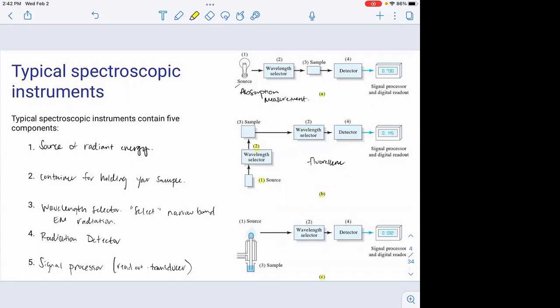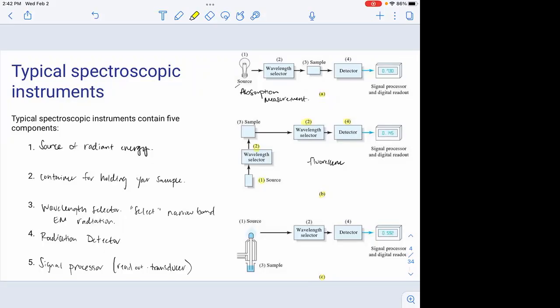And so the goal with a fluorescence spectrometer is to detect those emitted photons rather than the original source photons. This wavelength selector will help us select the wavelength of the emitted photons, and the detector will detect how many of those emitted photons are coming from that sample. Again, we have a signal processor, a readout transducer at the back end of this instrument.